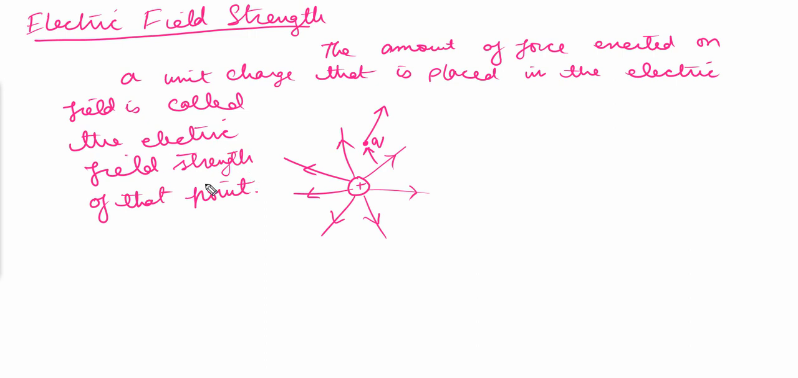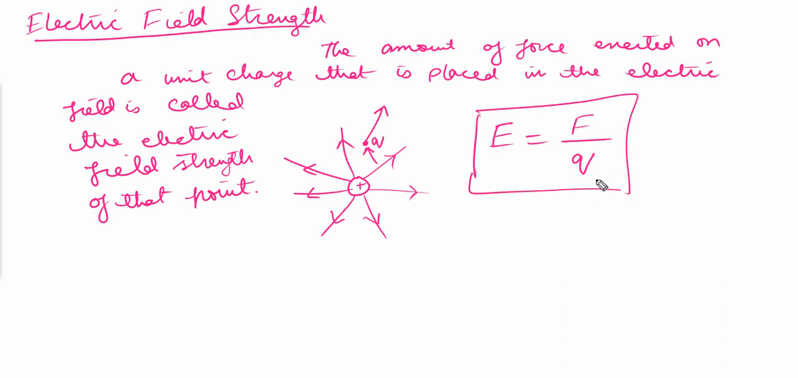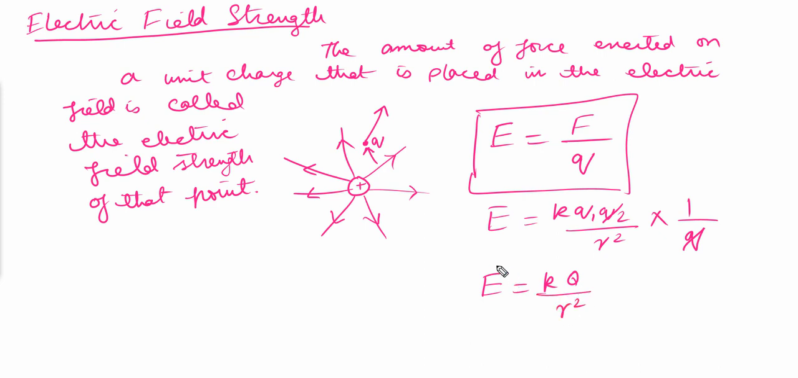Alright, so the formula for the electric field strength is E equals F over Q, the force per unit charge. And in terms of Coulomb's force, we will write it as K Q1 Q2 over R square divided by Q. Once we solve it, I'll replace division with multiplication, and this will become 1 over Q. So one Q will get cancelled with this one. In simple terms, my electric field strength will become equal to KQ over R square.